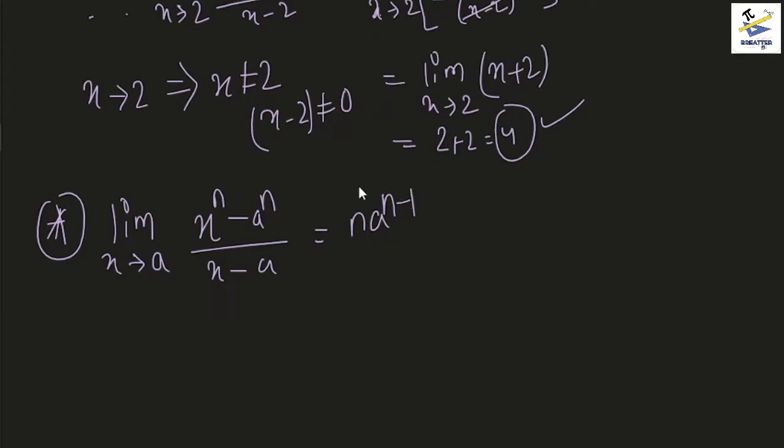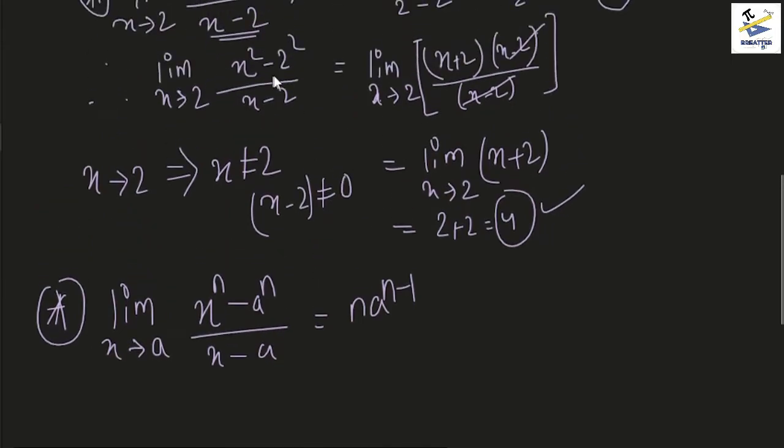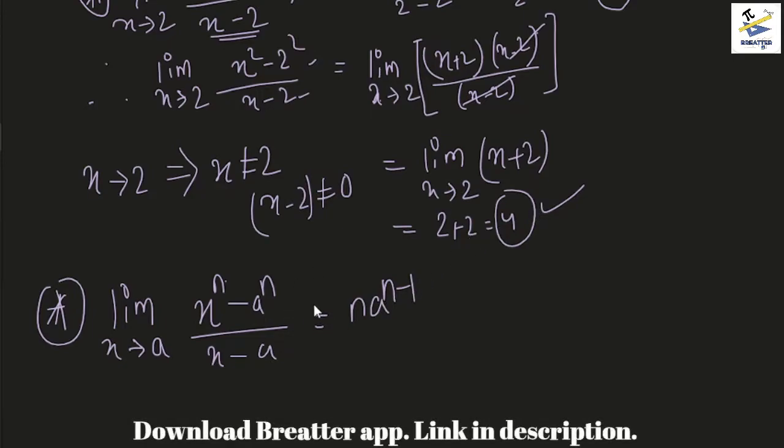As you can see in this example, where we had x tends to 2, x square minus 2 square by x minus 2, here n was 2, if you can match, and a was 2 as well. So the answer should have been 2 into 2 to the power 2 minus 1, which is 4. So it's a general answer. And why is it true?